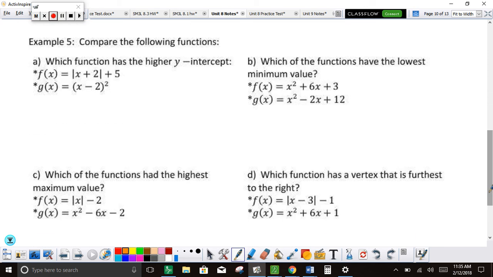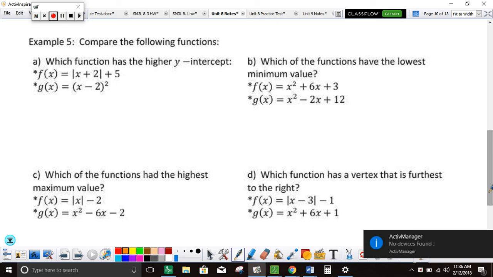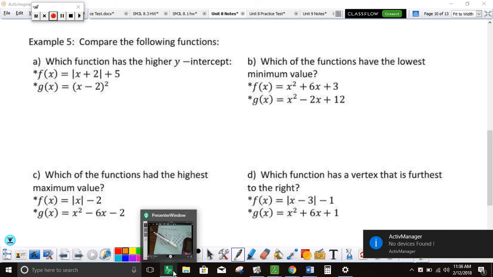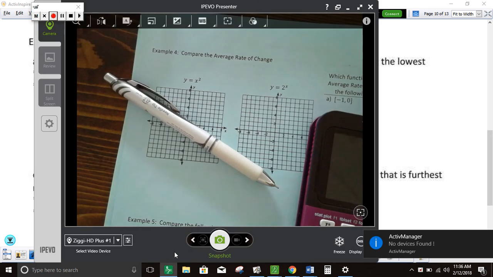These ones, there's two ways to look at these problems. The first is on the calculator. So go ahead and get your calculator out. If you don't have a calculator, you're going to have to do this by hand, and I'll show you how to do it by hand as well. So we'll do A and C using the calculator. We'll do B and D by hand.